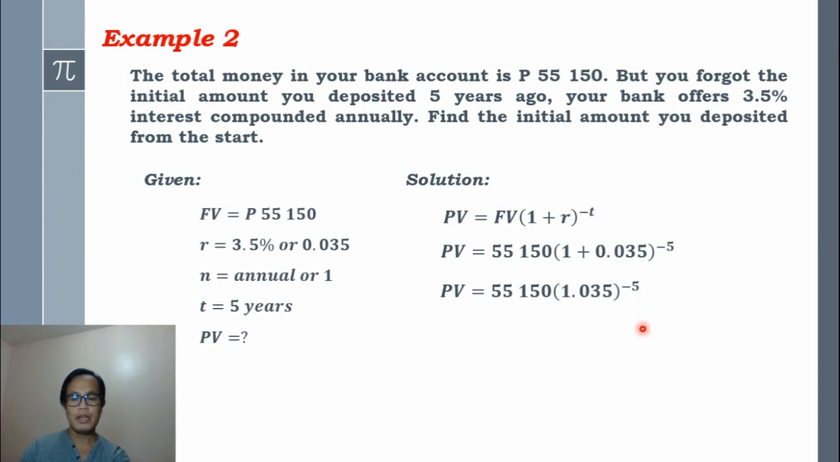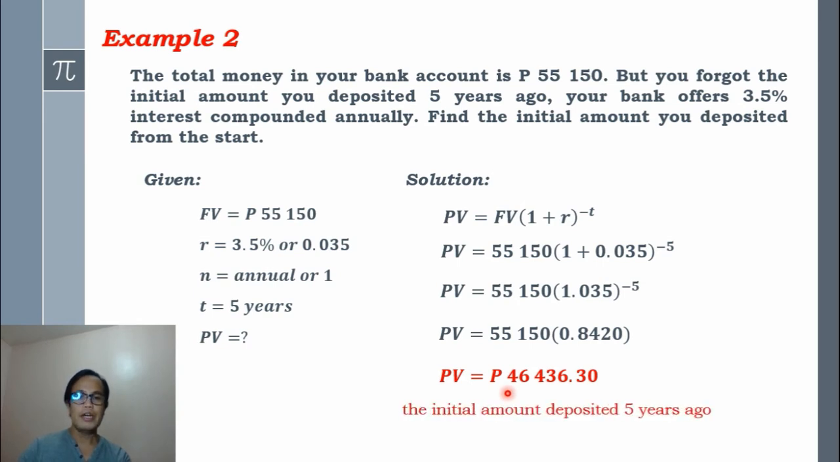By using the calculator, we can have this value, 0.8420. Then we multiply this number to 55,150. So that would give us 46,436.30. So therefore, this is now the initial amount you deposited 5 years ago, before it gained an interest and reached the amount 55,150.